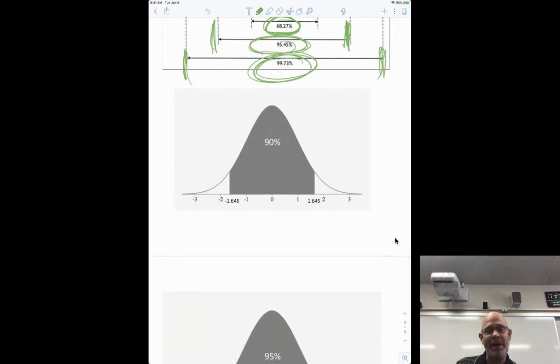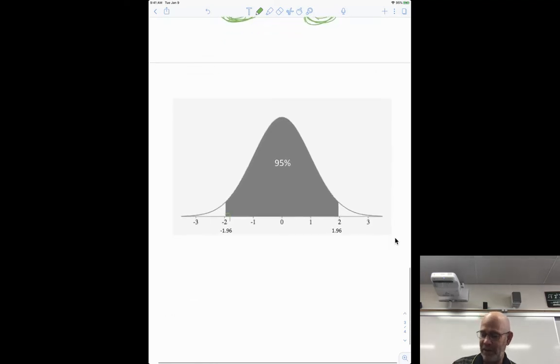I don't expect that you would memorize them at the beginning, but it's worth memorizing. We do these things called central intervals. 90% of the data, the z-scores that go along with 90% of the data in the middle, not to the left or to the right. Remember, the chart's just to the left. But in the middle is 1.645 and negative 1.645. This is the most common z-score in the world. We're going to use it 1,000 times this class.